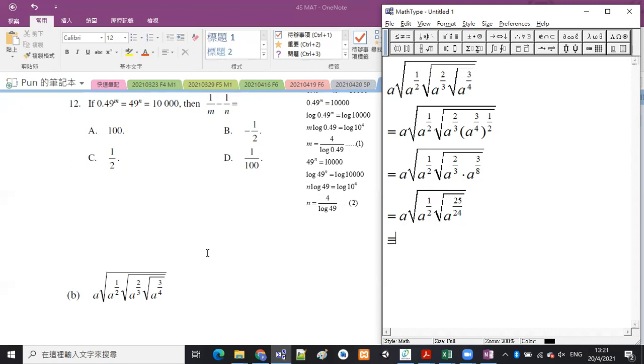Okay, next we go one by one, again starting from the inside. The square root is changed to power 1/2. Check me, I may have miscalculated. Power 1/2, and then multiplying together, it becomes a to the power 25/48, right? Okay, and then you just add again. You add these two fractions together. Add the index together. Should be 49/48, right?